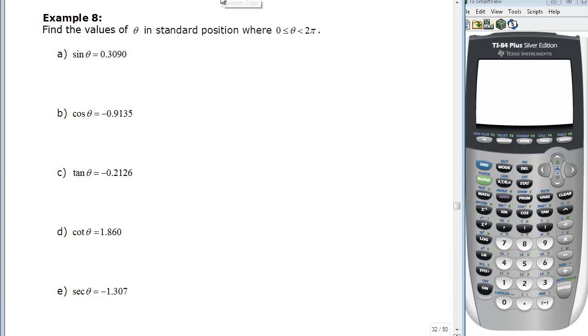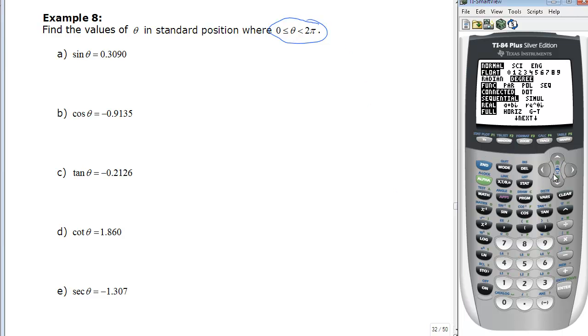In this video, we're going to find more values of theta in standard position. In these examples, we're going to find 2 values of theta for every ratio given. The only thing that's different from the previous example is that we're looking for theta between 0 and 2 pi. As soon as we see that, we know we're looking for radians. So the first thing we're going to do is go to our calculator and change it to radian mode.